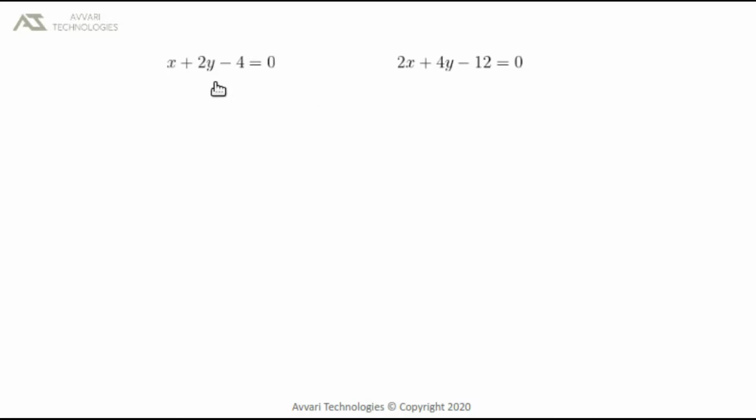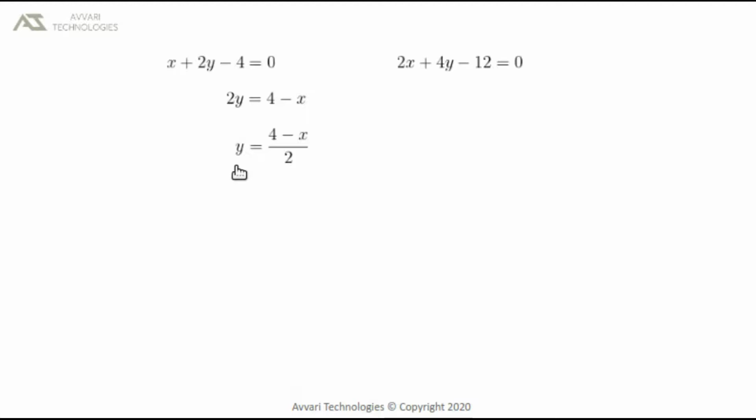Now let us simplify equation 1. 2y is equal to 4 minus x. We transferred minus 4 from the left hand side to the right hand side by adding 4 on both sides, and we transferred x from LHS to RHS by subtracting x on both sides. Next, y is equal to (4 minus x) divided by 2. We divided by 2 on both sides of the equation, and we get this equation.